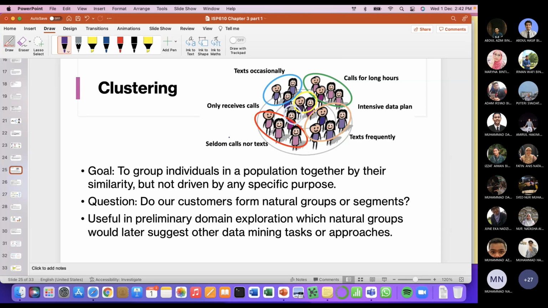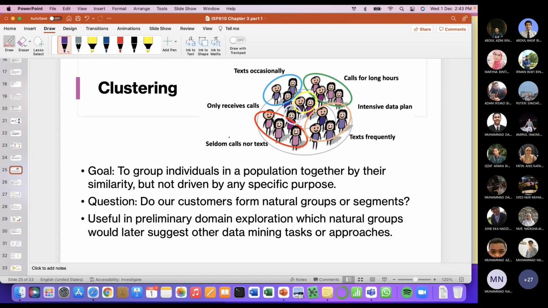And the goal here is to group the individuals in the population together by their similarity, but not driven by any specific purpose. Okay, so dia akan tengok, you belajar dah dalam data mining, you belajar dah dalam machine learning. Clustering will definitely look at the feature similarity. Okay, similarity of the features. So kalau contoh you belajar dalam machine learning, clustering, you ada apa? You ada K-SOM kan? So K-SOM will look at the similarity distance. Dia tengok kalau kata distance dia kecil, meaning that, oh this is similar. Kalau distance dia besar, that is dissimilar kan?